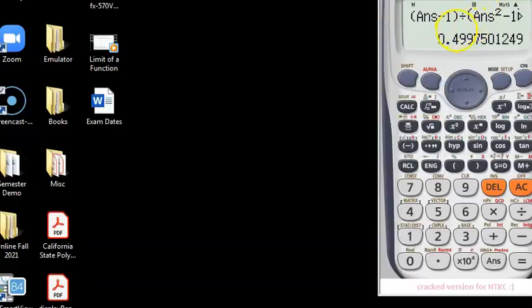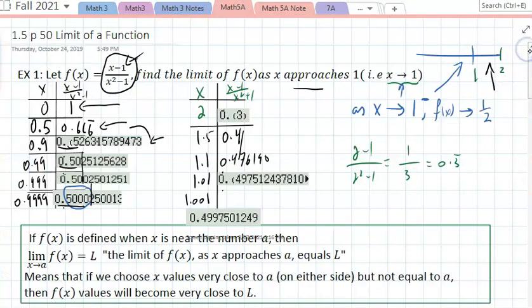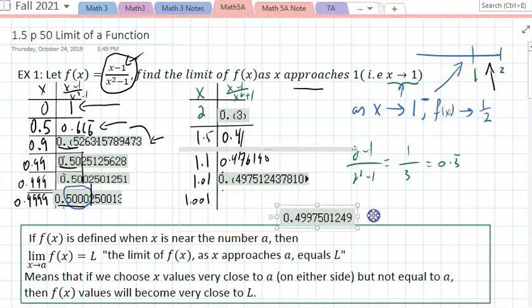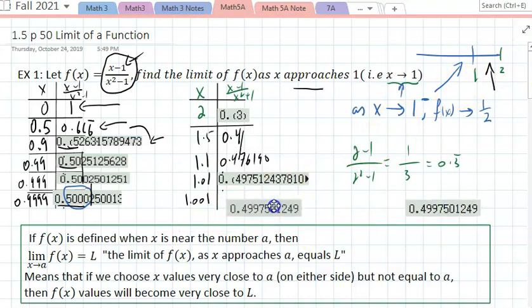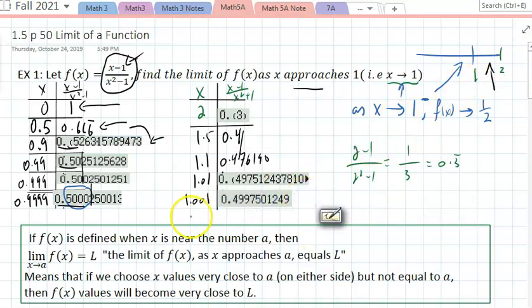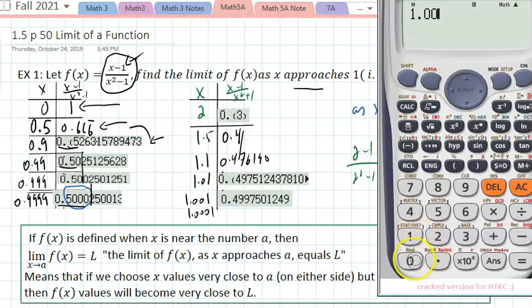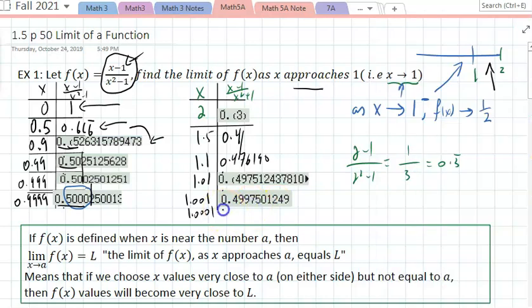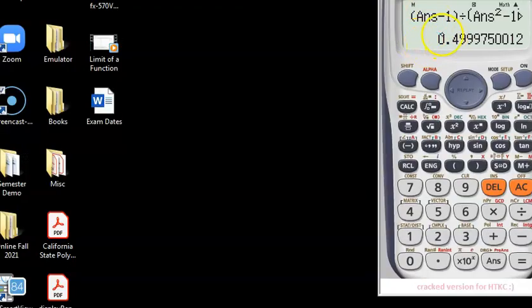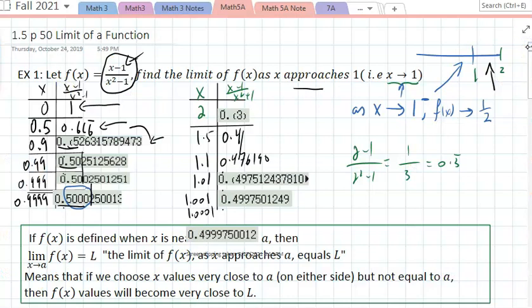So again, when do you stop? Until you're confident that if I do this more, it's not going to do me any good. The number is going to be the same as what I'm getting right now. So I'm getting this to be 0.499. Let me try one more. Do you see how close these numbers are to each other? If I round this number, what do you think I'm going to get?